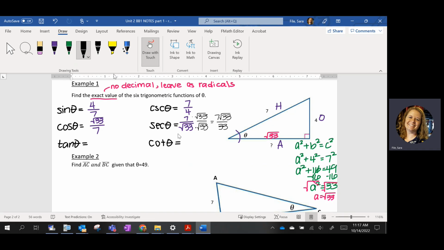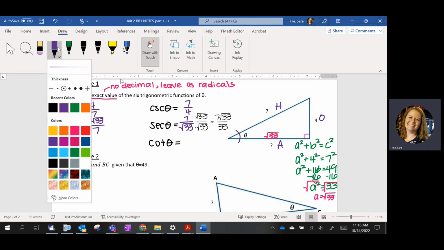So when you're practicing and you're rationalizing, if you're not sure if you're doing it right, that's a way you can check yourself. Put your answer in before you rationalized and see what that is as a decimal. And then put your answer once you did rationalize and see if they're exactly the same. They should be exactly the same. Okay, that's a good way to check yourself. All right, then back to tangent down here.